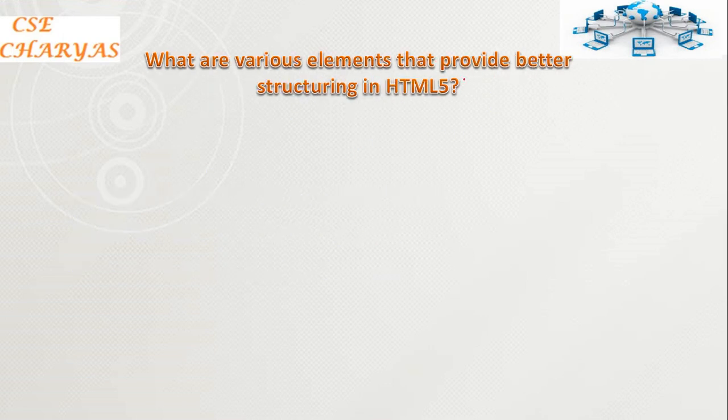What are various elements that provide better structuring in HTML5? For structuring the data in a web page, HTML5 introduced article. What do you mean by these elements? These elements allow a specific article. Aside, aside is a tag. It allows you to view content other than the web page content. BDI text gets formatted in a different direction from other text. This is about the BDI tag.